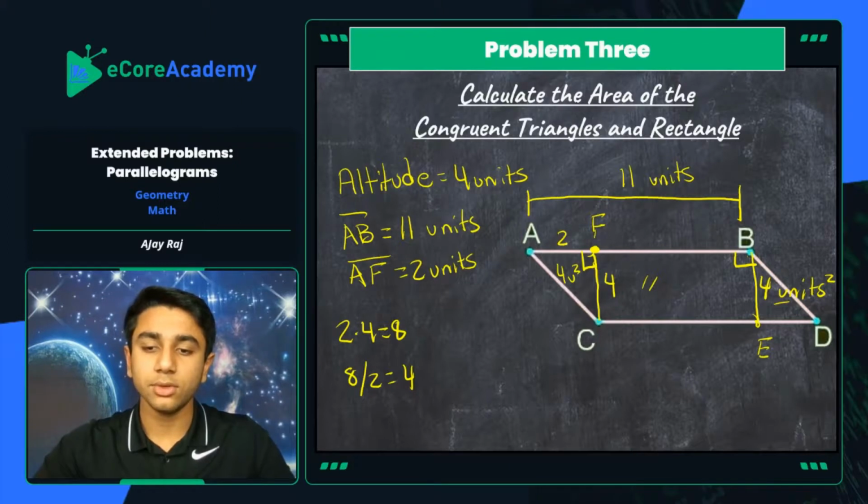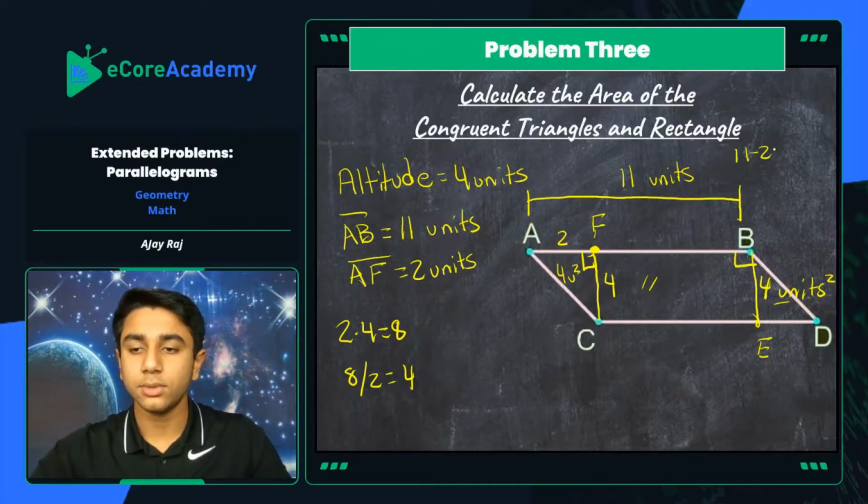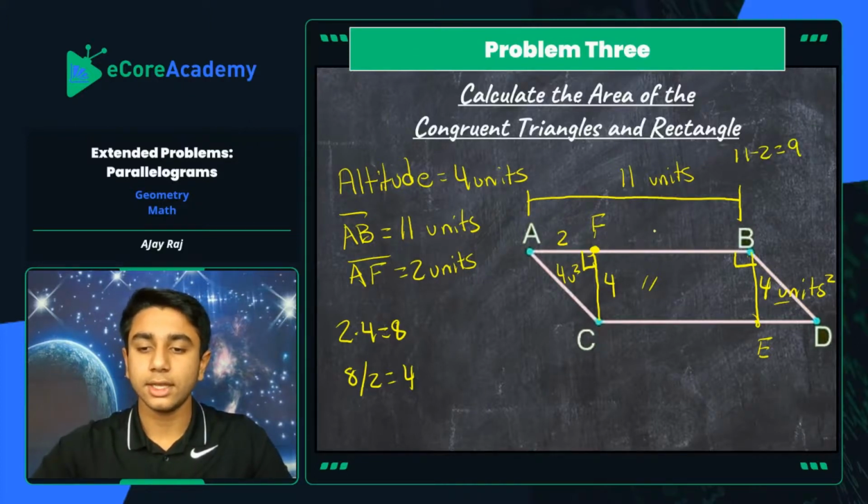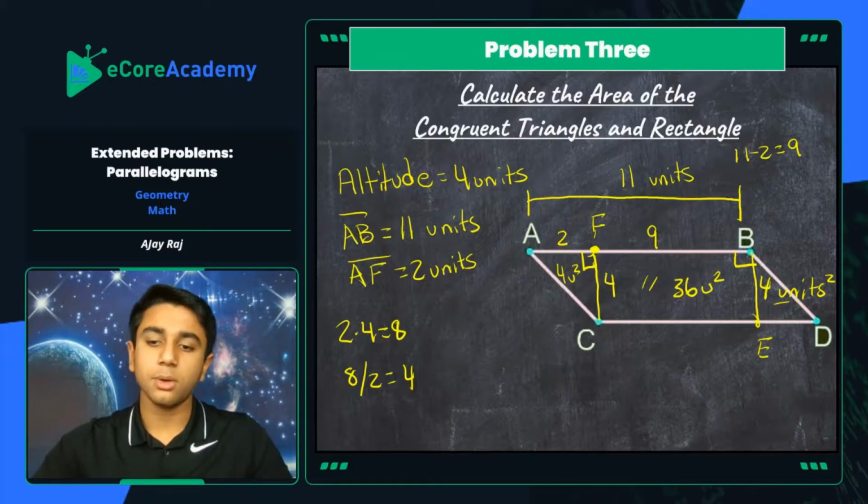So we know that we have 11 units here and 2 units here for AF. We're just going to subtract 11 minus 2. We get 11 minus 2 equals 9. That's the side length, this width right here. So 9 times 4 is going to equal 36. It's 36 units squared.